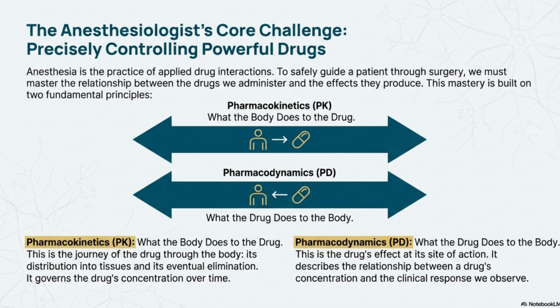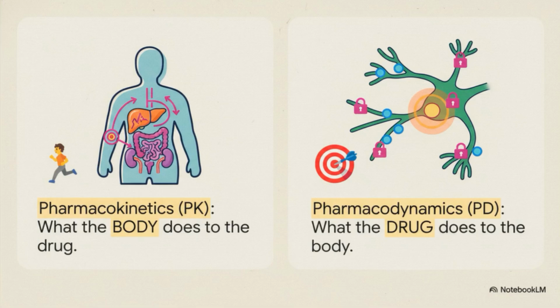You got it. And I guess if you miscalculate the PK, the delivery part, then the PD is completely unpredictable. That's why understanding them together is so essential. Anesthesia is basically applied drug math, but for a target that's always moving. All right, let's start with the delivery system then. Let's get into the PK.